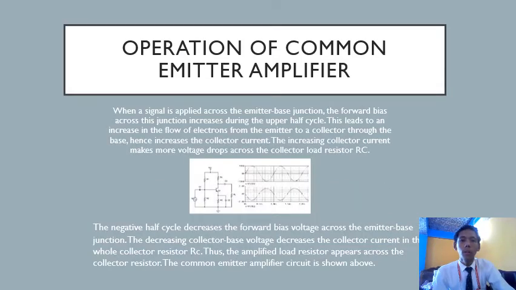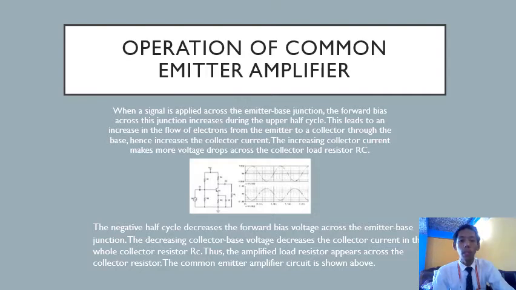Operation of the common emitter amplifier. When a signal is applied across the emitter base junction, the forward bias across this junction increases during the upper half cycle. This leads to an increase in the flow of electrons from the emitter to the collector through the base. Hence, it increases the collector current.